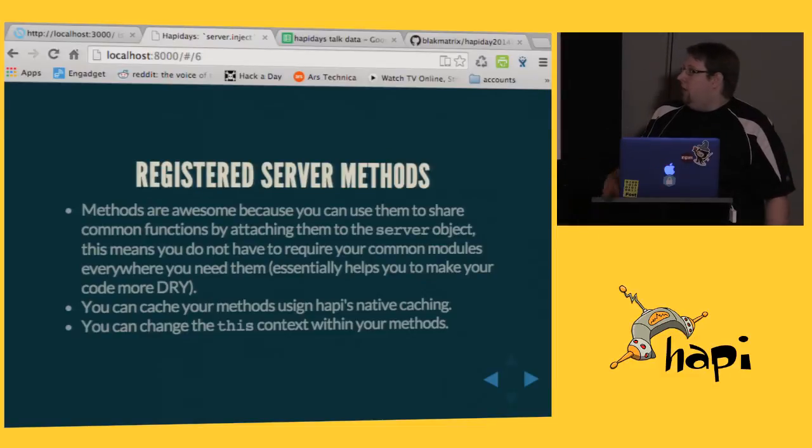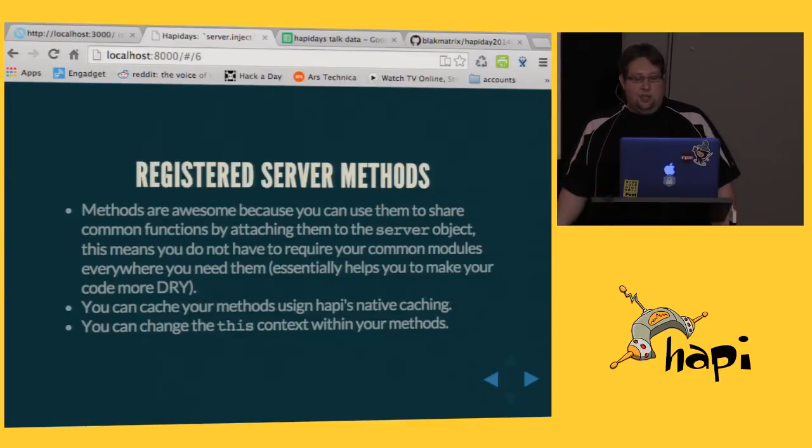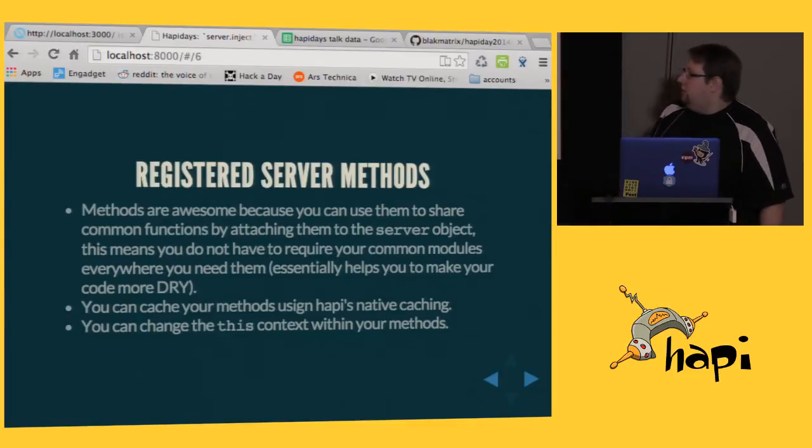This means you don't have to require common modules all over in your plugins, so it makes your code more DRY. You can also cache your methods, which is really awesome with Hapi's native caching, and you can change the this context within your methods.